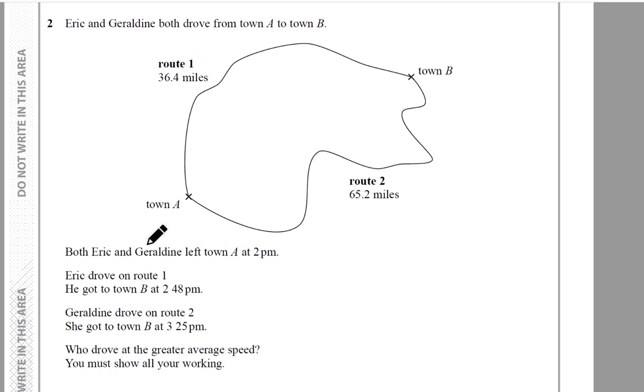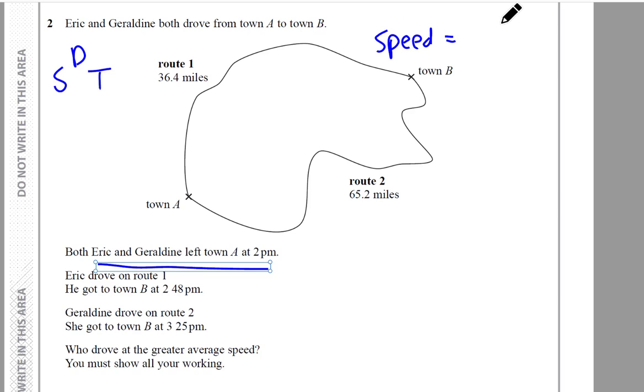Right, so you've got Eric and Geraldine left town A at 2 PM. Now this, you've got speed, time and distance, but we're trying to find speed, so just remember the speed, distance and time triangle. We've got to find speed, so I'm just going to write this up here. Speed equals distance divided by time.